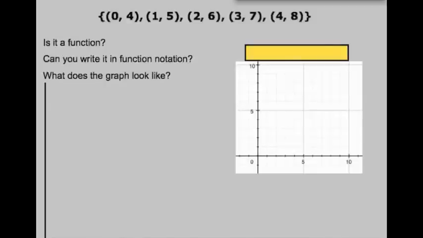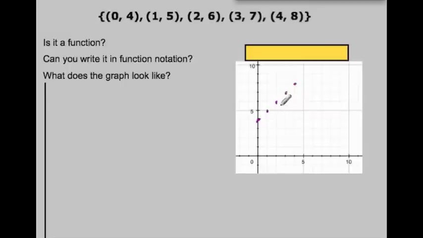And now let's look at this set. First of all, the question asks, is it a function? Well, I'm given a roster notation full of ordered pairs. So first, let's just plot these points. I've got 0, 4. I've got 1, 5. The next point is 2, 6. The next point is 3, 7. And then the last point is 4, 8.